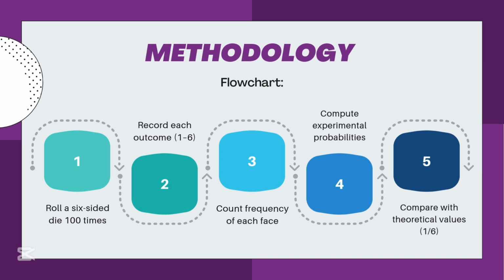So, like I said, the first step is to roll a 6-sided die 100 times for each run. Second is to record each outcome. Third is to count the frequency of each face. Fourth is to compute experimental probabilities. And fifth is to compare with theoretical values.